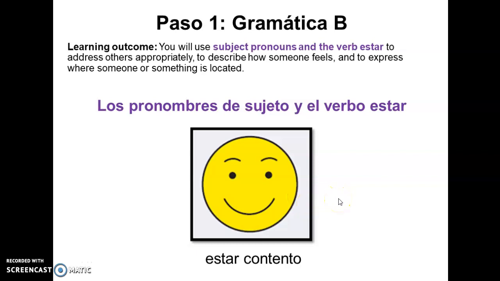Hola, so we're going to discuss the subject pronouns and the verb estar. This is used when we want to address someone else or ourselves, describe how someone feels or we feel, express where someone or something is located, and all of that. So let's get started. And here it says estar contento, so to be happy.